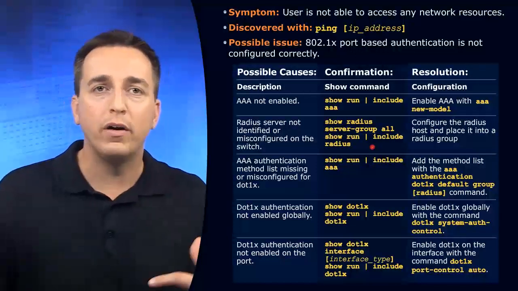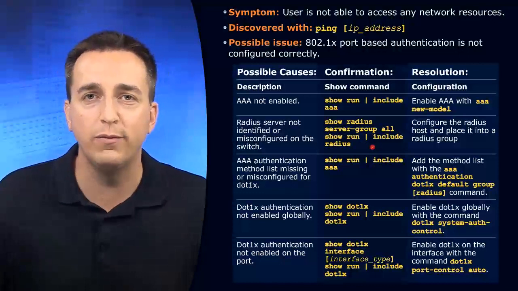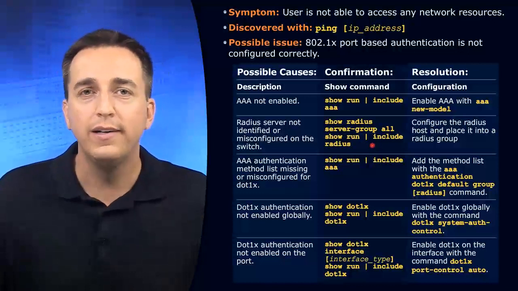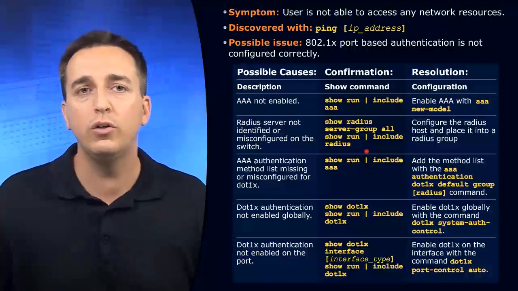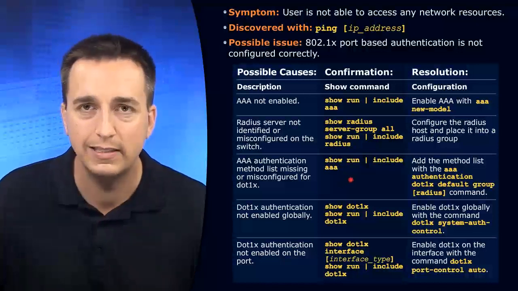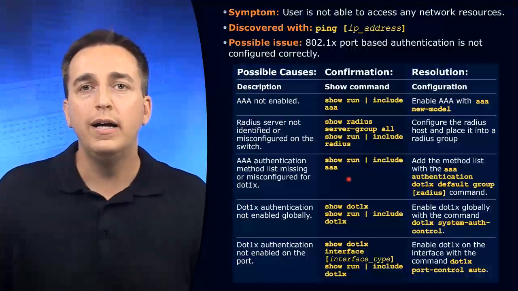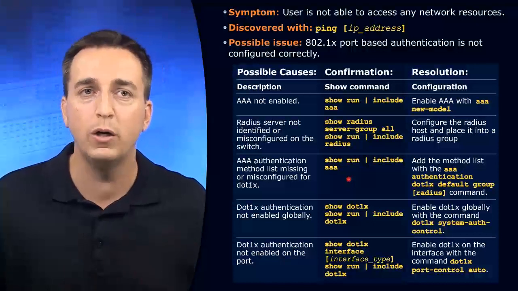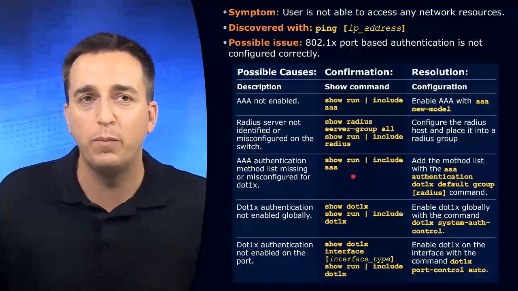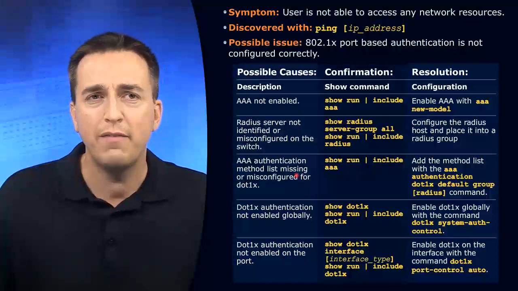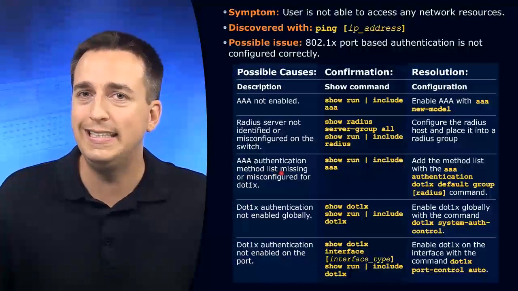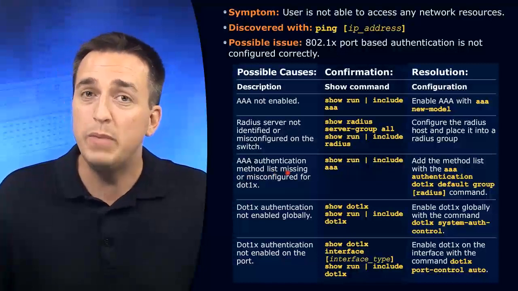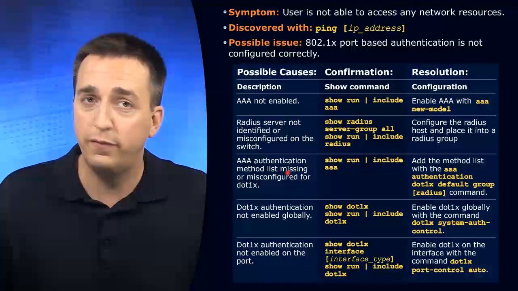requests. However, just because we've created the radius server or the radius server group on the switch doesn't mean that anything's going to happen until we create a method list which is going to identify which server is going to be utilized for authentication purposes for the .1x port-based authentication process. So we're going to have to verify that this method list exists. And if it's missing or misconfigured, we're going to have to fix it.